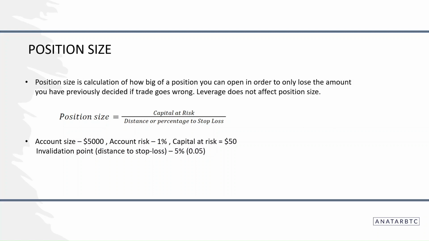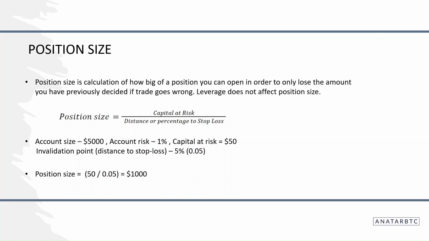Now suppose you are taking a long trade and your stop loss or your invalidation point is 5% away from your entry. Now 5% means 0.05. Now how do you calculate position size? Your capital at risk, that is 1% of your account size, 50, divided by your percentage to stop loss, that is 0.05, which comes out to be $1,000. Now you have calculated your position size.